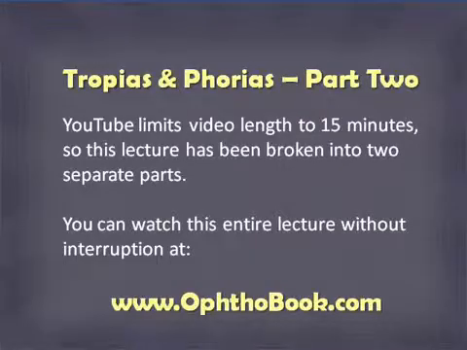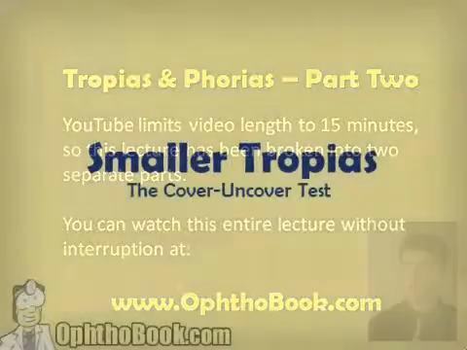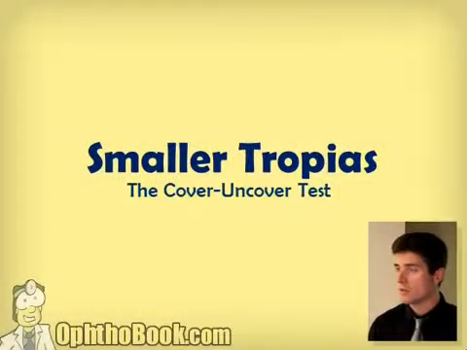About it. As long as you write it out, the percentages, you can figure it out later. So let's talk a little bit about smaller tropias, and this is where most of us, I think, have the harder time figuring it out. So far, everything's been obvious, but what about this case?